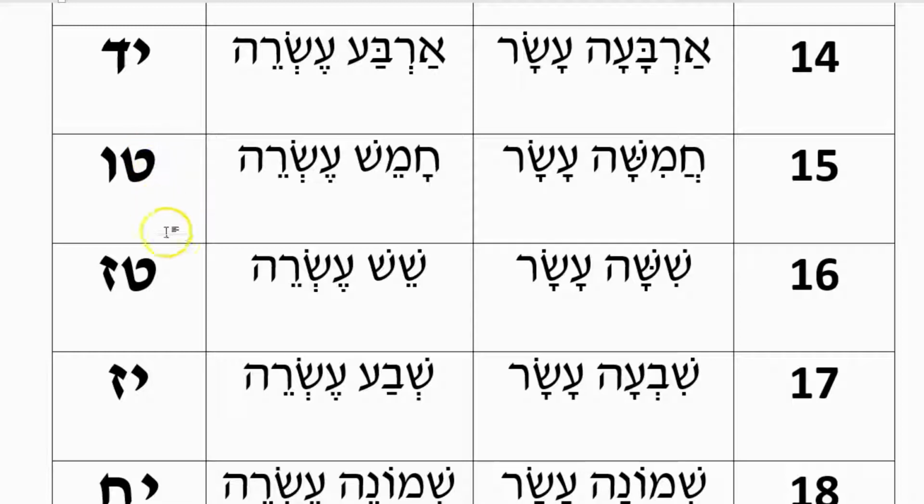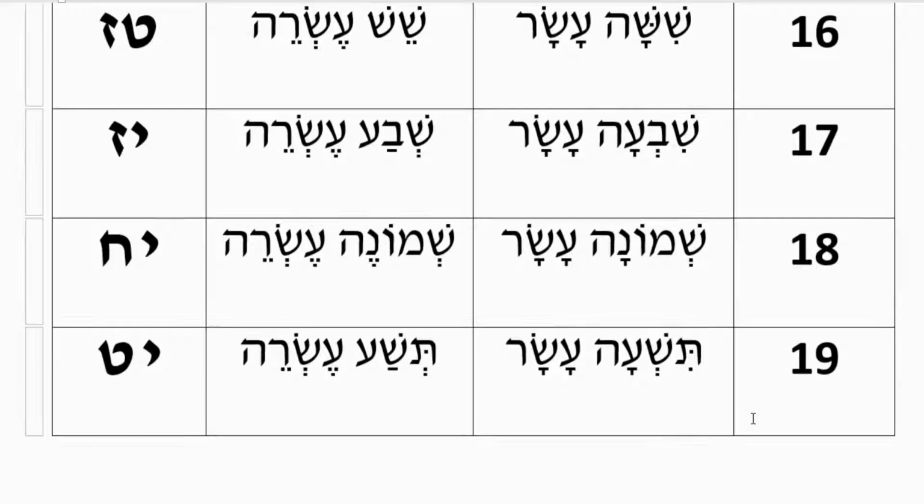Okay? And the same holds true for this number, 16. We also go out of our normal numbering system, but let's go ahead and read these first. 16. Shisha Asar. And then feminine, Sheish Esrei. And we would write that Tet Zayin, Tet being the Hebrew numeral 9, and Zayin being the Hebrew numeral 7. 9 plus 7 equals 16.